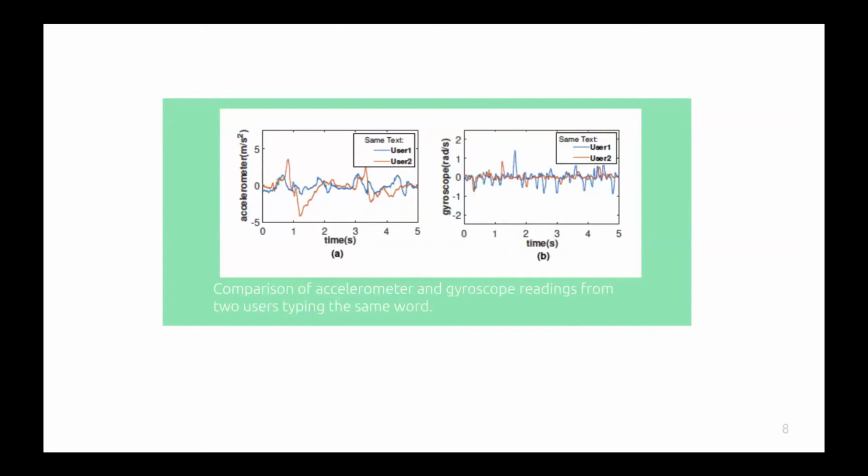This is a comparison using the accelerometer and the gyroscope readings from the same wearable and the same text being typed, but by two different users. You can see how there are differences in the gyroscope readings, but they are not as drastically different as the accelerometers in differentiating between the two users.